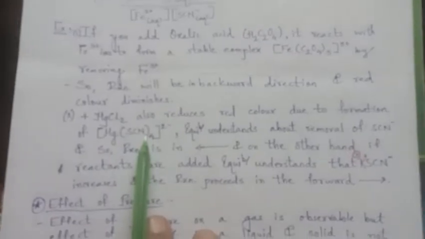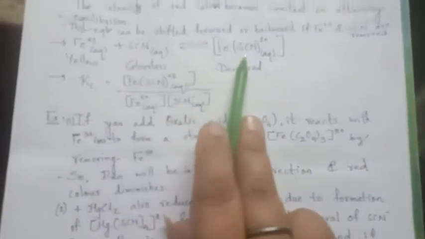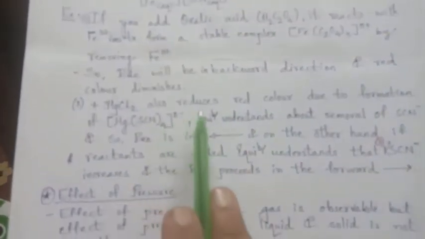On the other hand, if experimentally, instead of oxalic acid H2C2O4, mercury chloride HgCl2 is added, it also reduces the red color due to formation of mercury thiocyanate. Right? Here what happens? Here also equilibrium understands that the removal of thiocyanate takes place, and thiocyanate is also one of the reactants. So here the reaction will again try to replenish the thiocyanate, and thus the reaction will start in the backward direction.